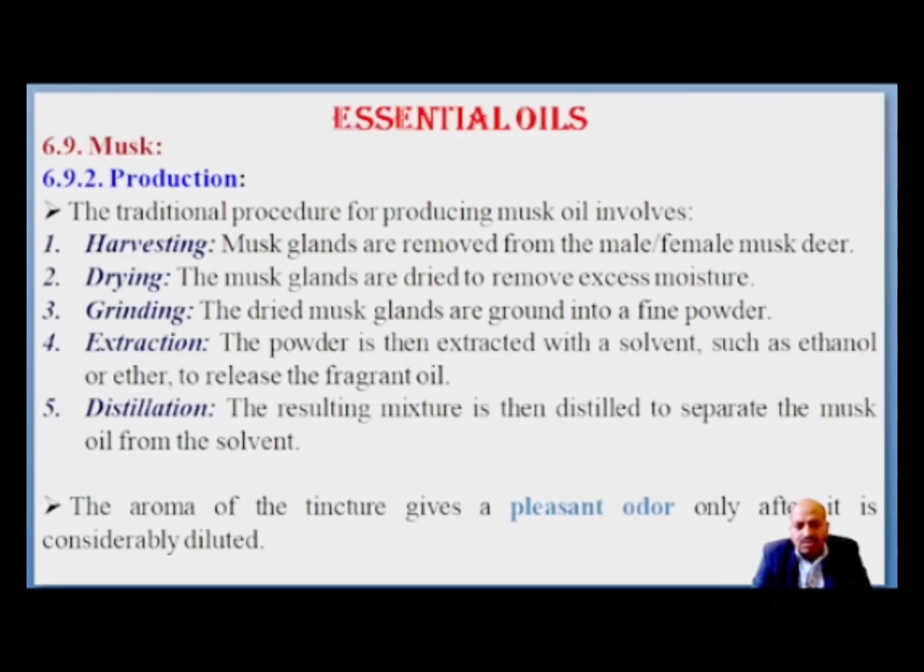Extraction can be done. The powder that is obtained after grinding is extracted with a solvent such as ethanol or ether to release the fragrant oil. Then the distillation process is done. The resulting mixture is then distilled to separate the musk oil from the solvent. In the distillation process, the resulting mixture can be separated and the musk oil can be obtained from the solvent. This is about the production. The aroma of the tincture gives a pleasant odor only after it is considerably diluted. So the odor depends upon the perfection in the dilution. So the pleasant odor can be obtained when it is perfectly diluted.